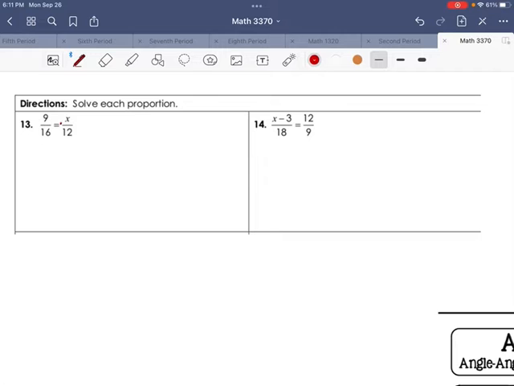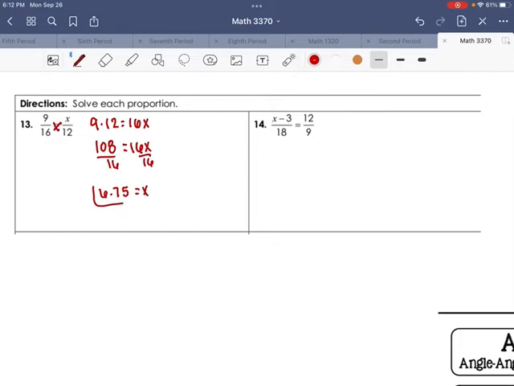So solving a proportion, I'm going to cross multiply here. So I end up with 9 times 12 equals 16 times x. And then from the 9 times 12, we get 108. And then that equals 16x. Divide by 16. And x is 6.75.